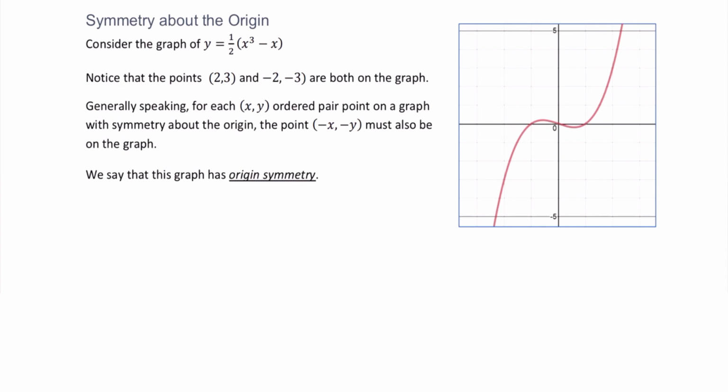Notice if we take the point (2, 3) and (-2, -3), they're both present. That's true for any (x, y) value. If I choose this (x, y) value, then there must be a (-x, -y) that is also present in order to have symmetry about the origin.